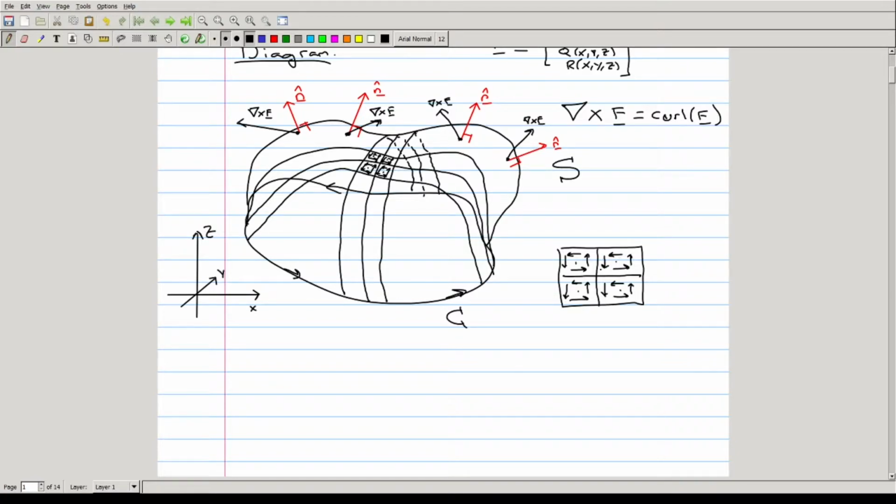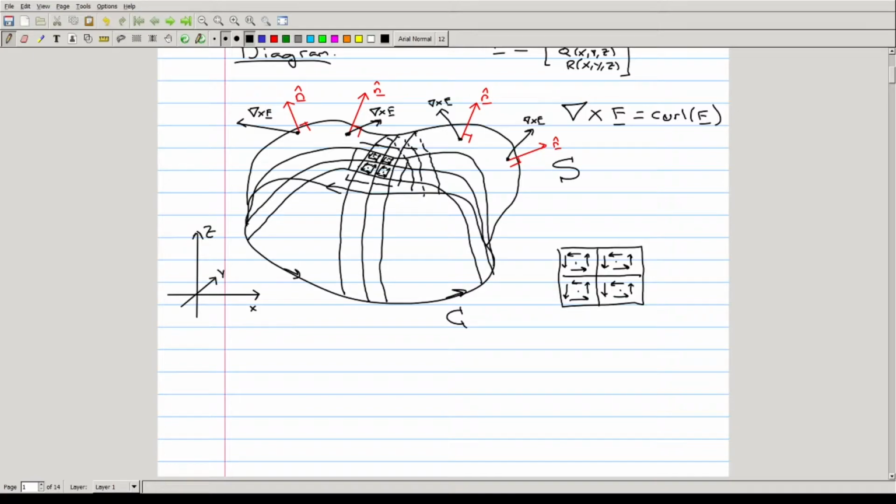of this rectangle is going to be canceled out by the curl along this rectangle, and the curl or circulation component along this rectangle is going to be canceled out by the circulation component along this rectangle, and so on and so forth. So the idea here is that we can continue this process out in both perpendicular directions as well along the surface.